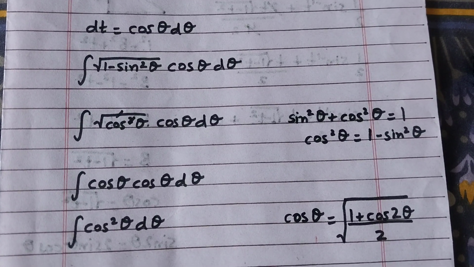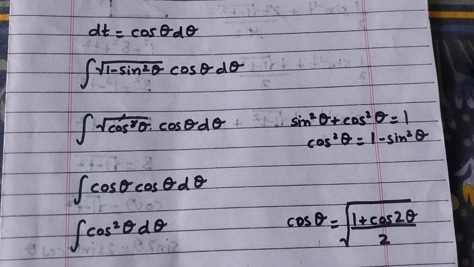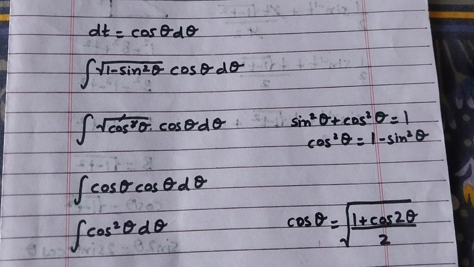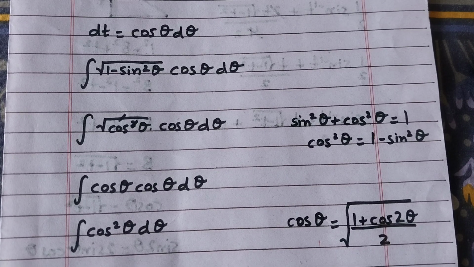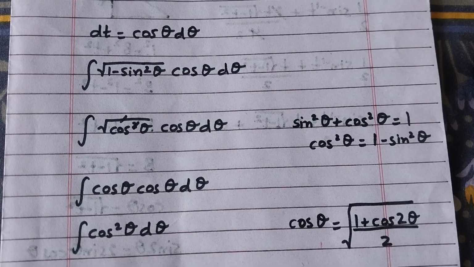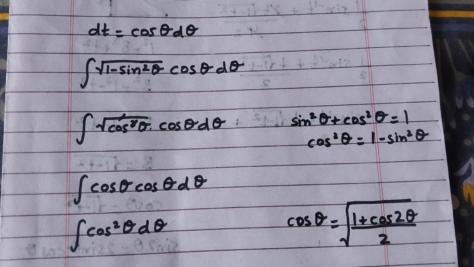So cos square theta is basically not the derivative of any function. So we need to change this cos square into simply cos. We don't want this square because we can't integrate this square. So we will use this identity, cos theta is equal to square root of 1 plus cos 2 theta over 2. So this identity basically converts half angle into double angle.